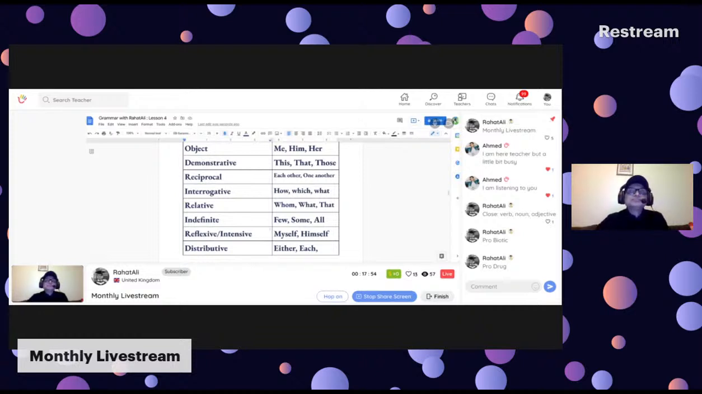All right, so reciprocal. Let me see. Reciprocal pronoun. So what is a reciprocal pronoun? A reciprocal pronoun is a pronoun which is used to indicate that two or more people are carrying out or have carried out an action of some type, with both receiving the benefits or consequences simultaneously.